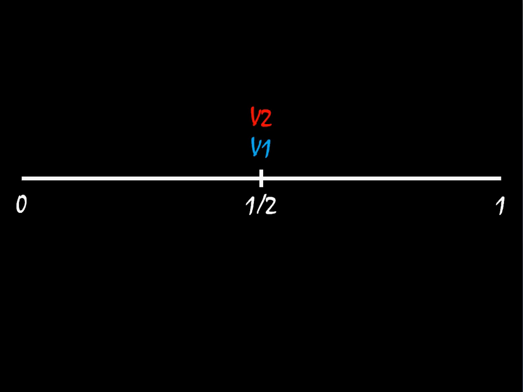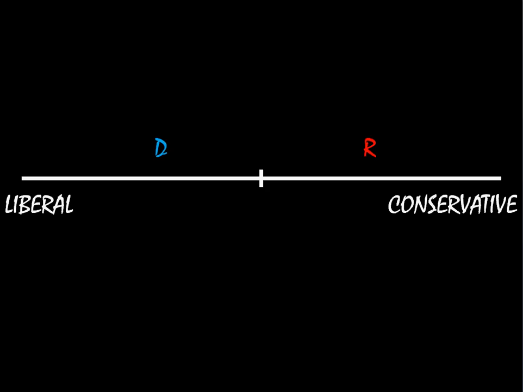Now, I said that this is actually the same thing as what happens in politics in terms of voting. And why is that the case? Well, instead of thinking about this as a beach that goes from 0 to 1, you think of this as politics. So this is a single dimension of ideology. So we have a liberal side, a liberal wing on the left, and a conservative wing to the right.